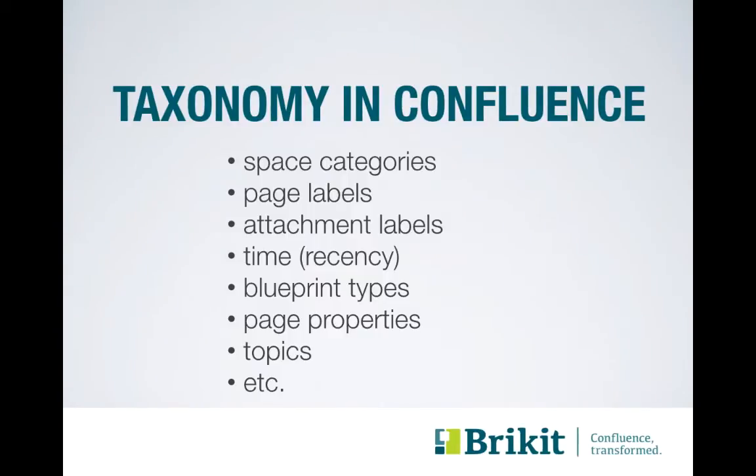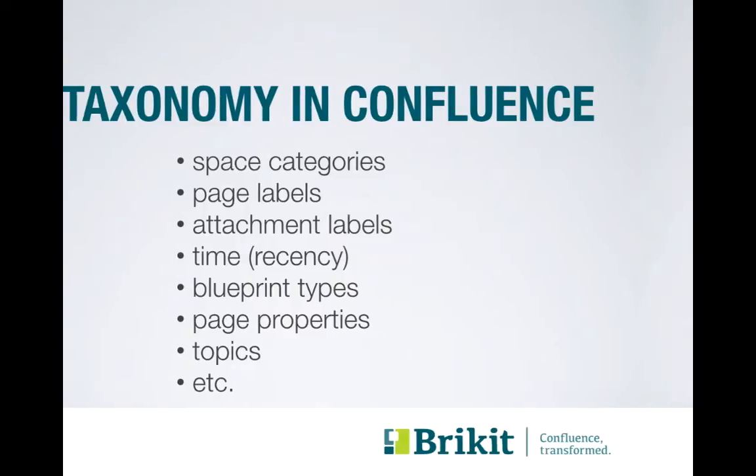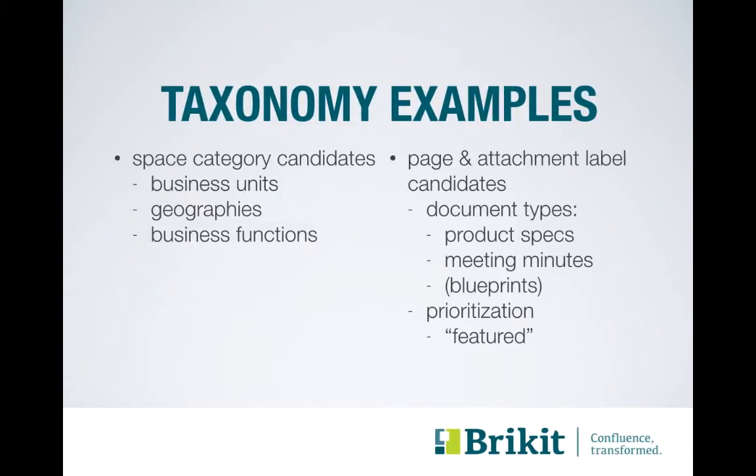And if you're at all familiar with Confluence features, you can see where this is going. In general, taxonomy maps to things like space categories, page and attachment labels, time or recency or how old something is, right? Blueprint types, page properties and topics if you're using questions, and so on. A couple of quick examples to illustrate.